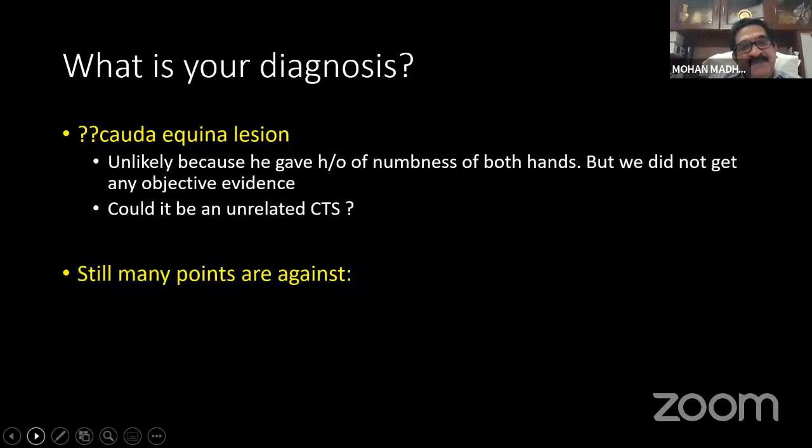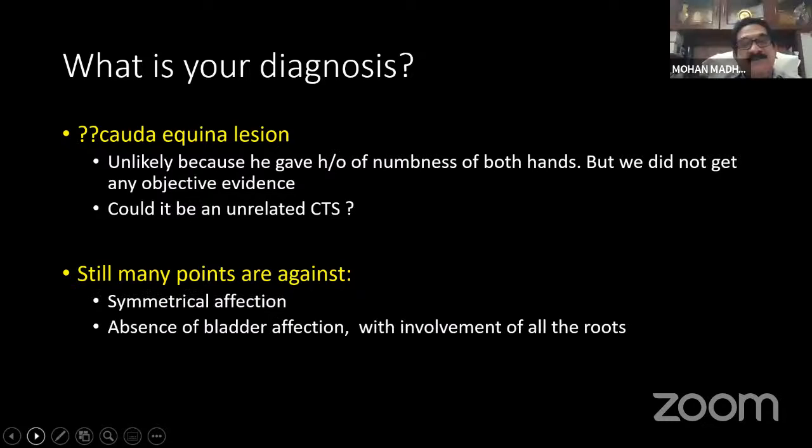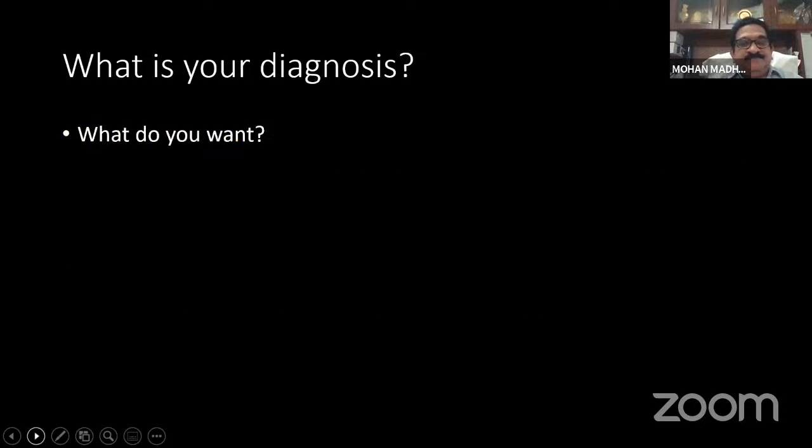But there are still many points against cauda equina: symmetrical affection, absence of bladder involvement, involvement of all modalities, and absence of acute pain. So most of the things are against cauda equina, but at the back of the mind you have to keep that possibility, since upper limbs are totally spared on examination. But keep that possibility. So what do you want now?